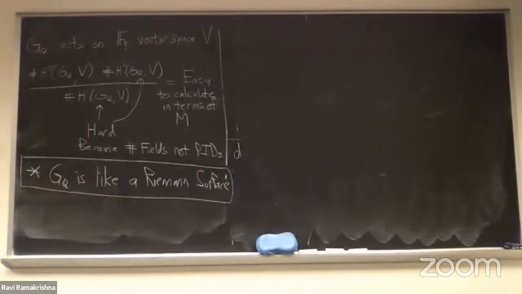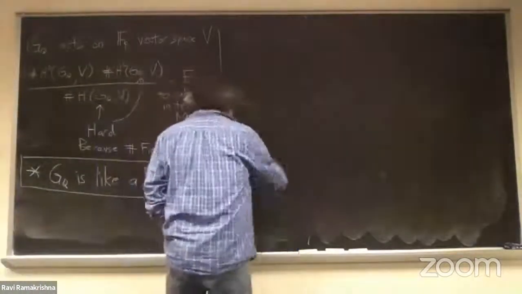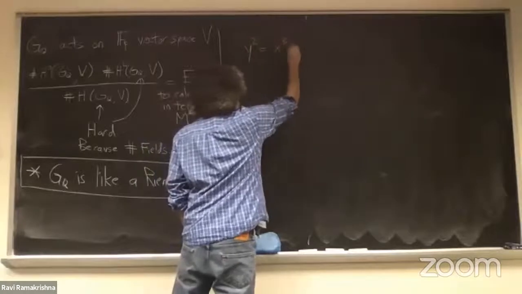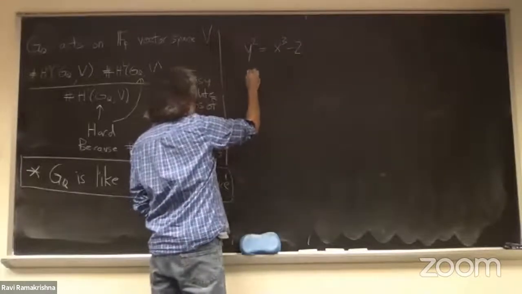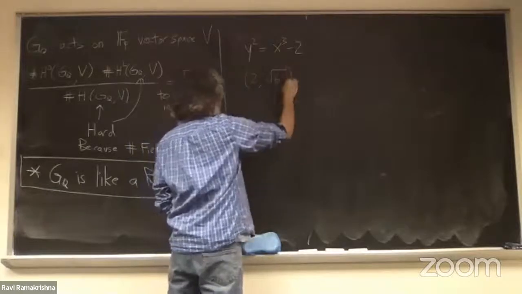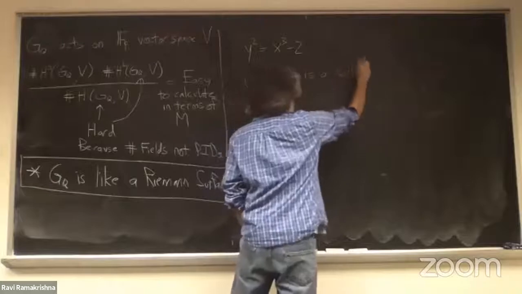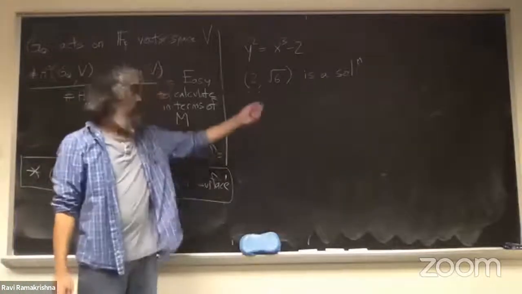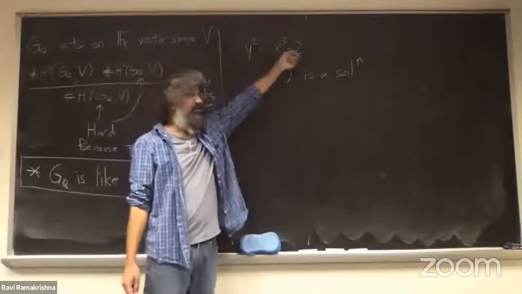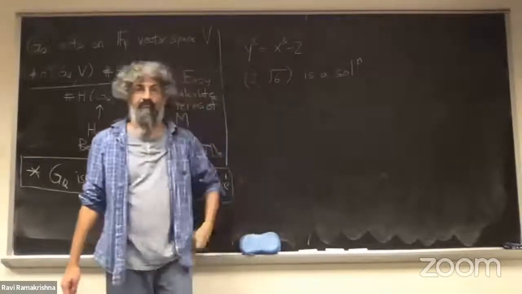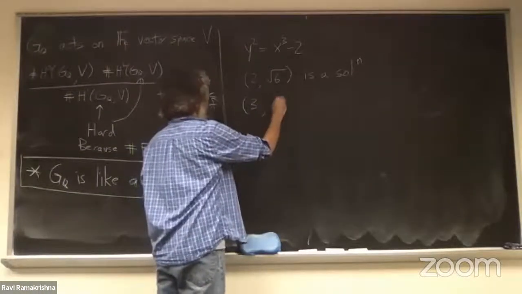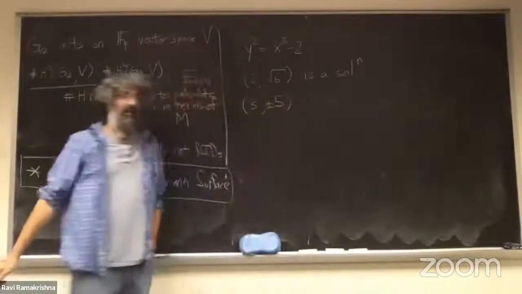So let's get back to the topic at hand, and I want to write down a Diophantine equation. We'll see it again later. So here's a Diophantine equation, y squared equals x cubed minus 2. And here's a solution. X is equal to 2. 2 cubed minus 2 is 6. Y is equal to root 6. Okay. Now, here's another solution. This one's more fun. 3 and plus or minus 5.